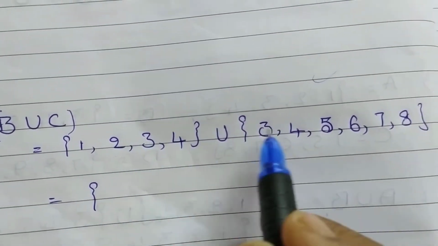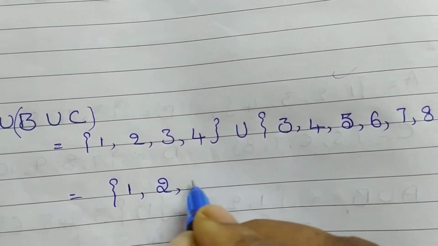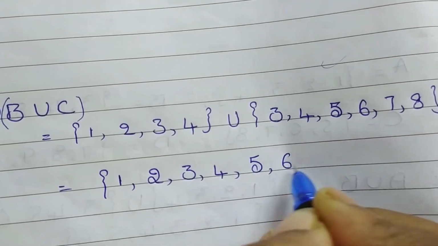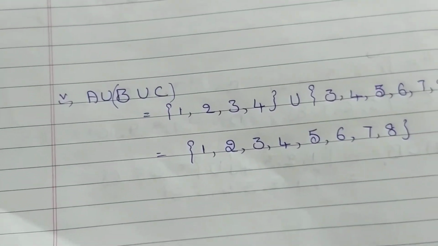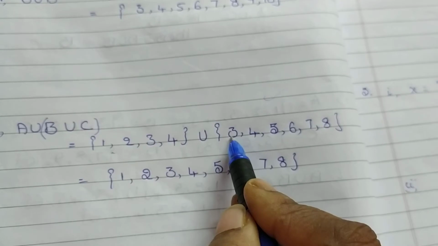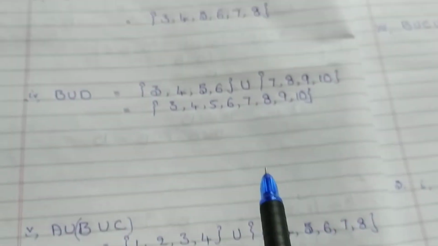Now the union of these two sets. What will you get? All the elements: 1, 2, 3, 4, 5, 6, 7, 8. So that is A union B union C. This is A and this is the set B union C. I directly substituted because we already found B union C.